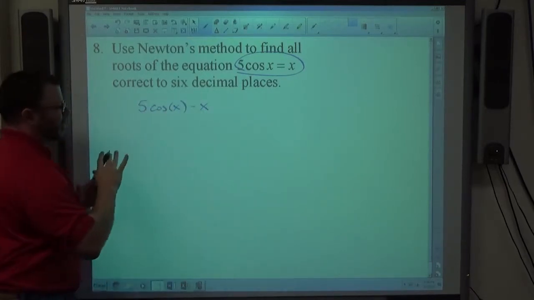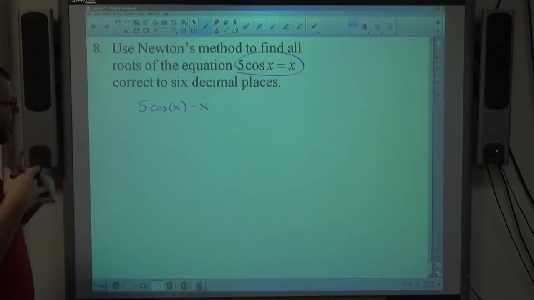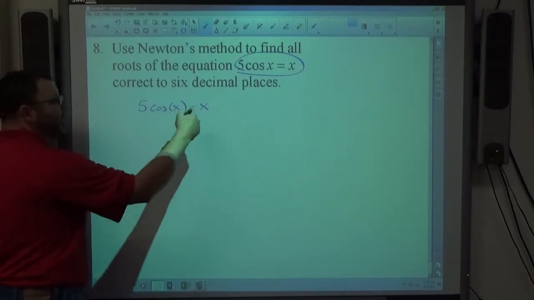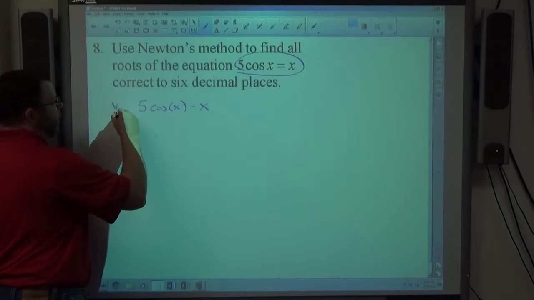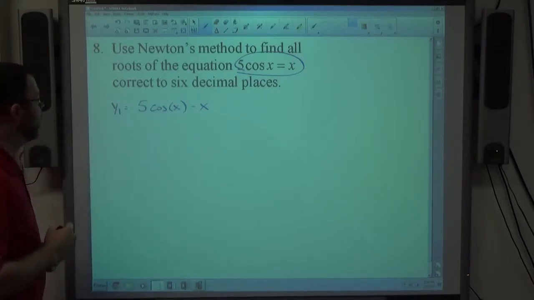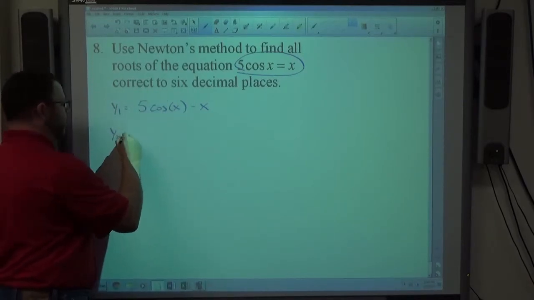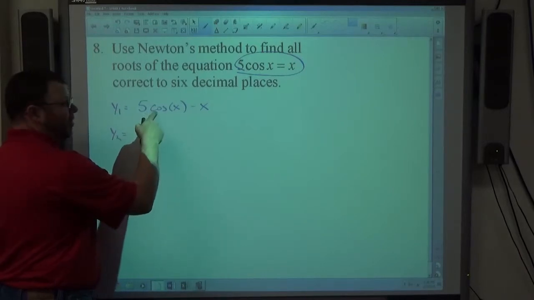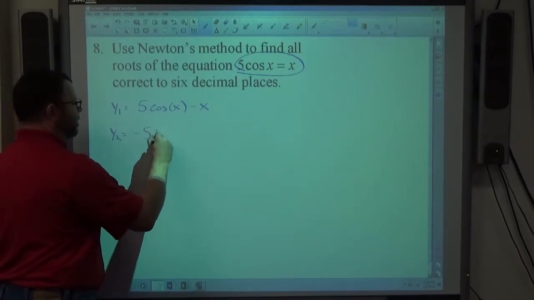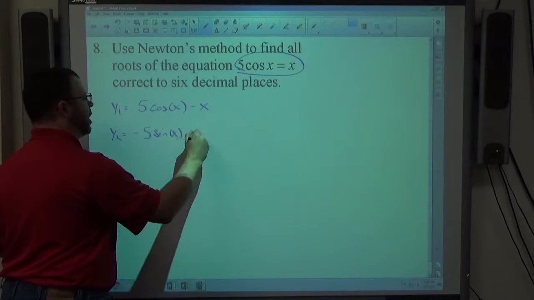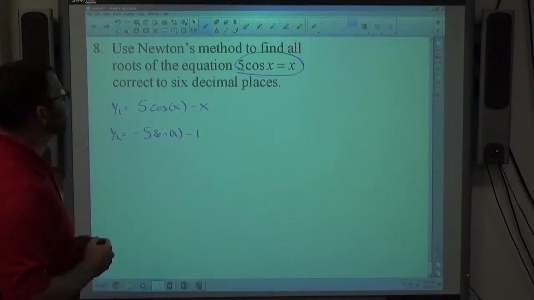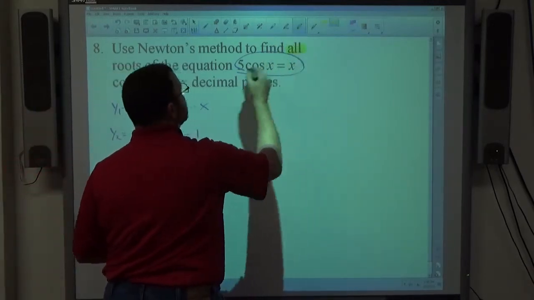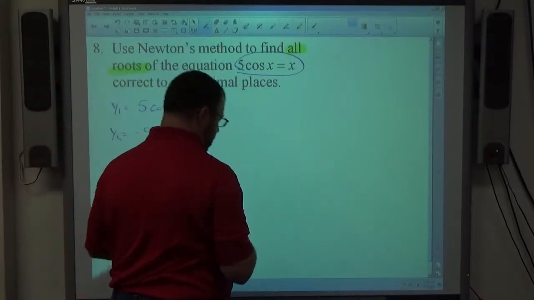I like to put parentheses in my calculator just to kind of remind myself that's supposed to be there. Equals 0, so we're going to let y1 equal what equals 0. y2 is going to be its derivative. So cosine's derivative is negative sine, so we get negative 5 sine of x minus 1. It does say find all roots, so make sure we find all roots here.